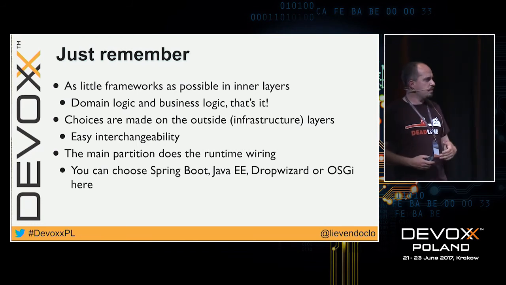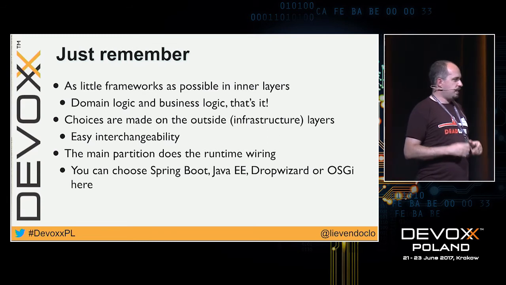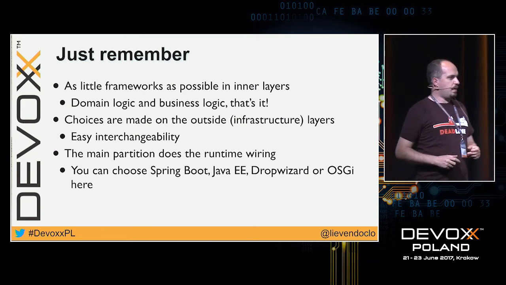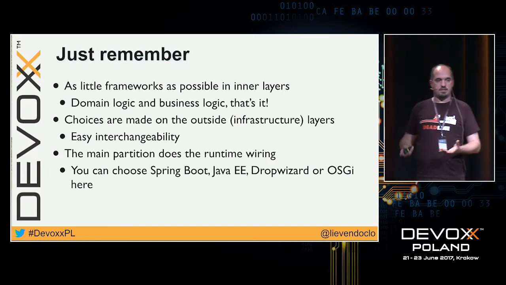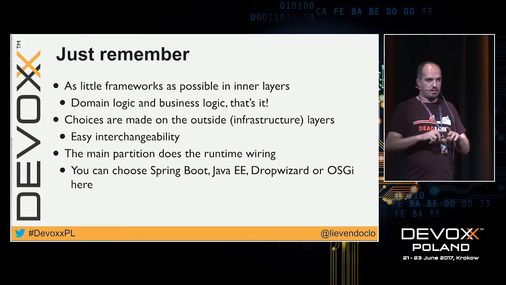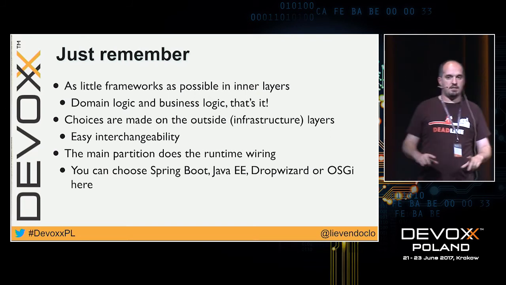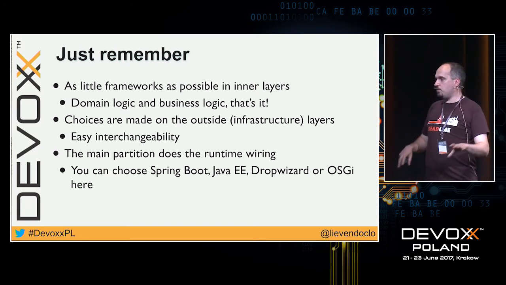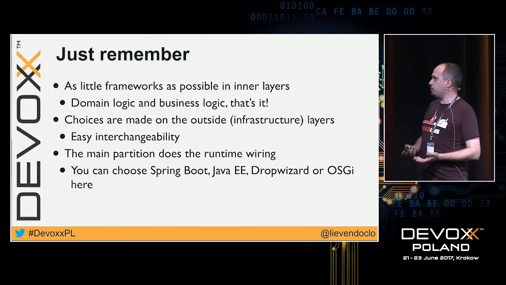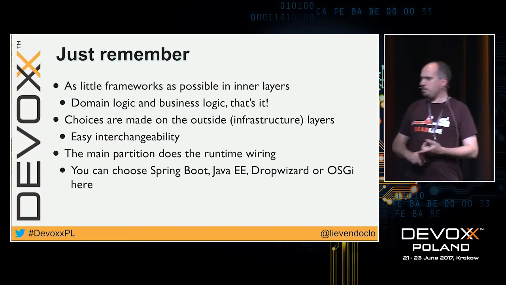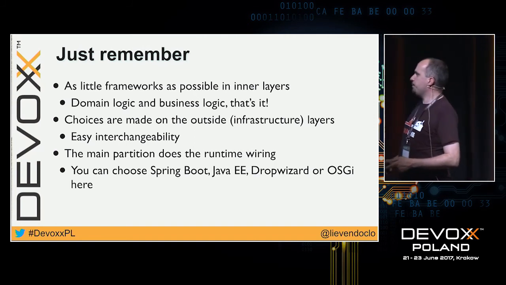If for a single use case you want to try MongoDB while the rest of your system is being persisted to a database, that's perfectly possible. You can just isolate that single use case, pull out the different entity gateways and implement those in a different way. And your main partition does the runtime wiring.